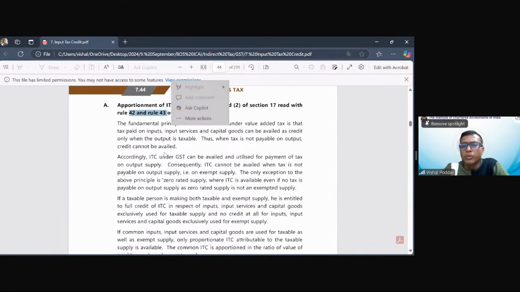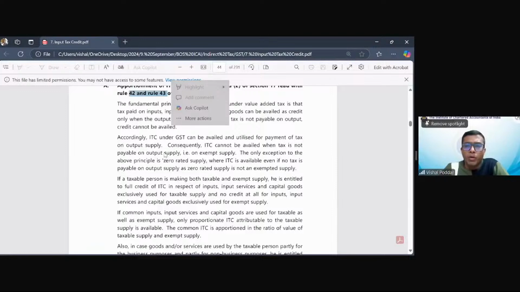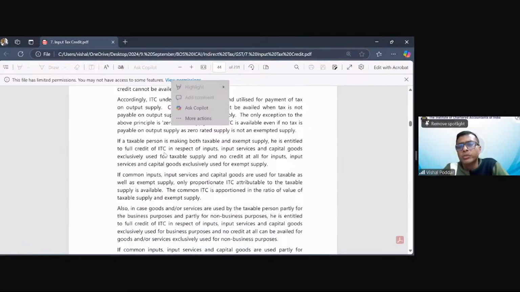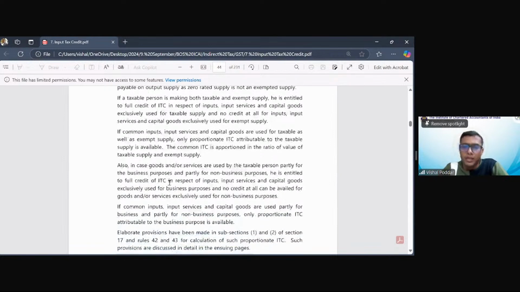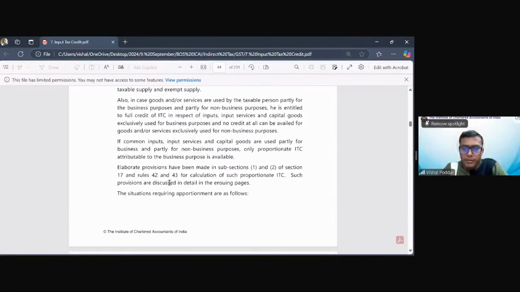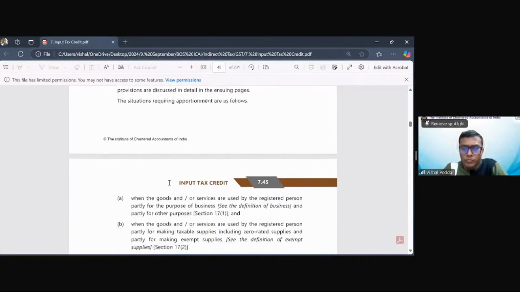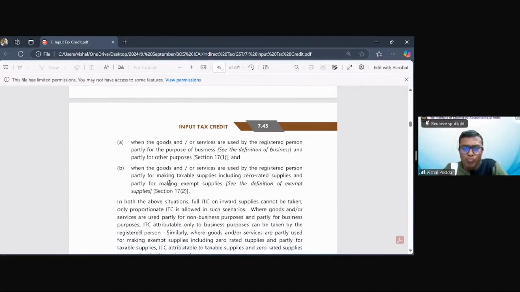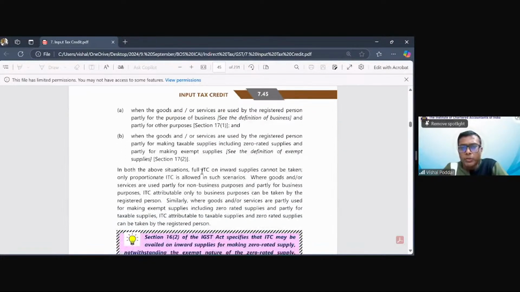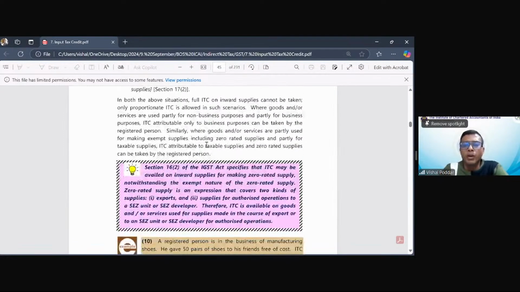Subsection 1 says proportionate where you have utilized it for non-business purpose. Subsection 2 says proportionate where you are using it for taxable as well as exempt. So 17.1 where you are using it partly for non-business, and 17.2 where you are using it for exempt. These are the two reasons where you have to proportionately reverse your ITC.